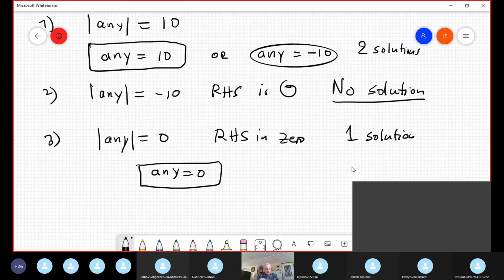Okay, let's move on now to the little bit more complicated part, is the inequality. Inequality that contain absolute value.